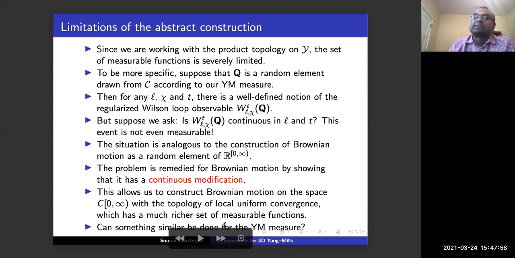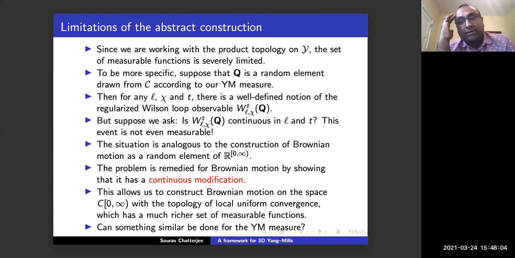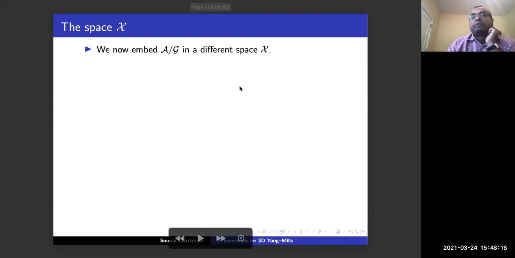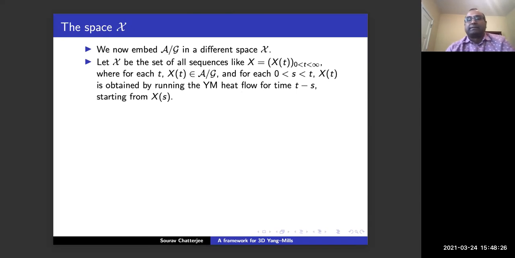And the question is, can something similar be done for this Yang-Mills measure that was constructed using this very abstract, relatively simple approach that we did, using these regularized Wilson loop observables? For example, can we do something where this kind of question can be answered? Okay. So we now embed this quotient space in a different space X, which is actually smaller than our earlier space Y. So here is the space.